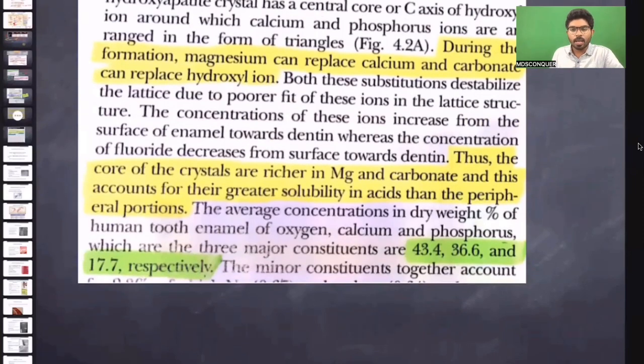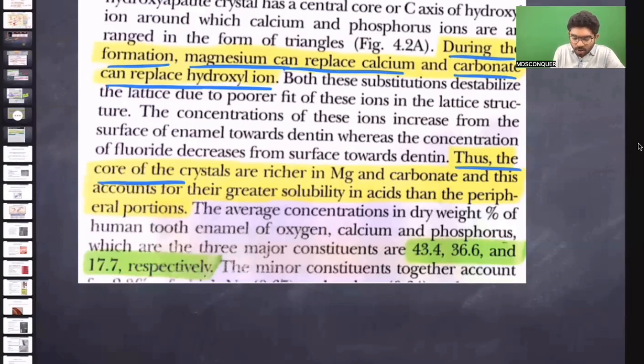Okay, the next comes, underlined points are very, very important. During the formation, magnesium is going to replace the calcium and carbonate is going to replace the hydroxyl ions. Because of this replacement, there will be destabilization, the poor fit of these ions. Thus, the core of the crystals, the center part, is rich in magnesium and carbonate.